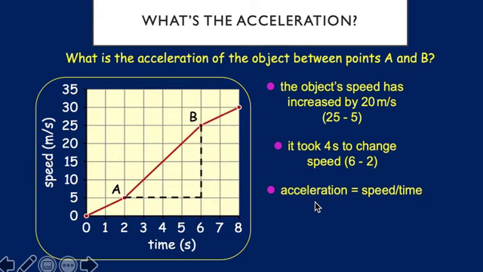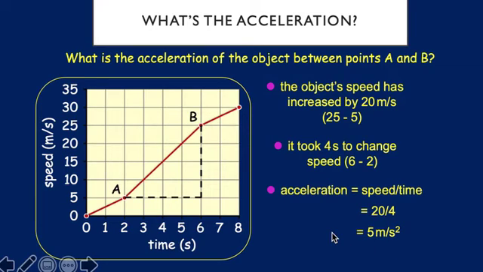We know that the acceleration is the change in speed divided by the time, or in other words, the gradient here. So the change in speed divided by the change in time. So the change in speed here is 20. The change in time is 4. 20 divided by 4 equals 5 meters per second squared.